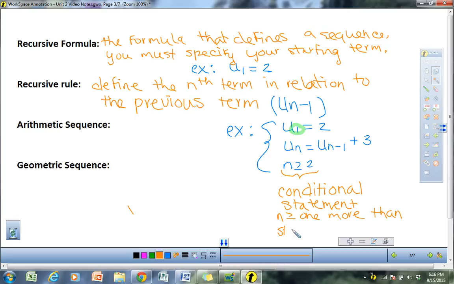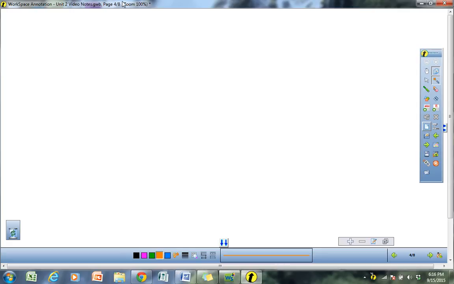So if this was u sub 5 here, n would be greater than or equal to 6. So u sub 10, n would be greater than or equal to 11. The reason that we need this is because we're always looking at our previous term. So if we start at 1, we don't necessarily know that we have a previous term. So we have to make sure that we're always starting with 1 more than our starting term to be able to use our formula. Alright.